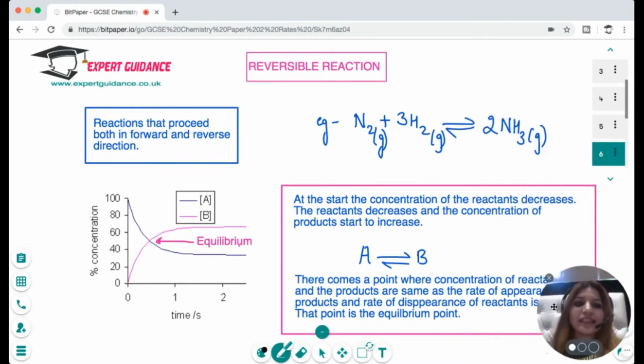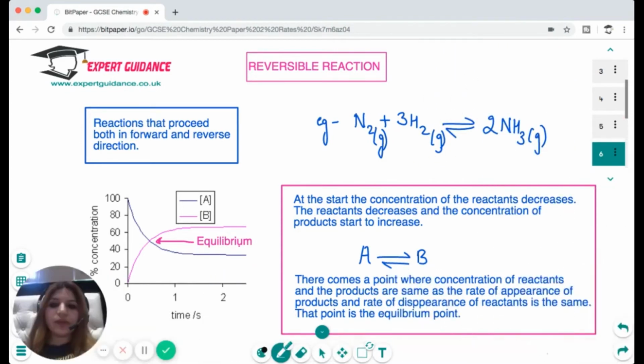Now, what is an equilibrium? To define an equilibrium, we should first know what is a reversible reaction. Now, there are many reactions in chemistry which are reversible. Reversible means reaction that proceeds both directions, that is the forward and the reverse. For example, manufacture of ammonia by the Haber process. So nitrogen plus hydrogen gives ammonia in the forward direction, and in the reverse direction, the ammonia breaks up to give nitrogen and hydrogen. Now, how does this reaction start?